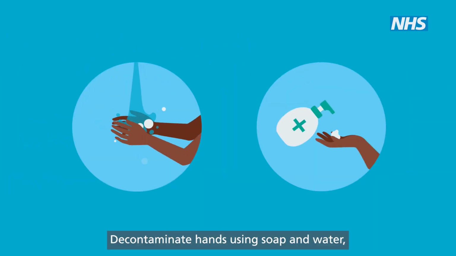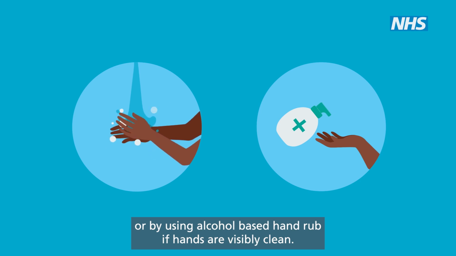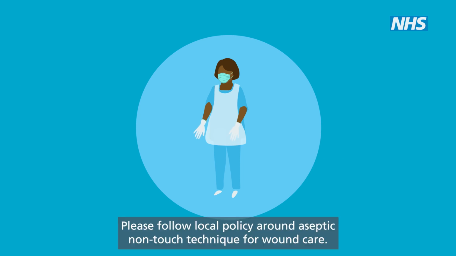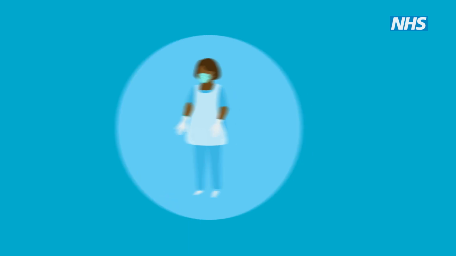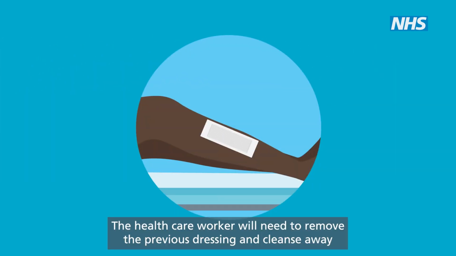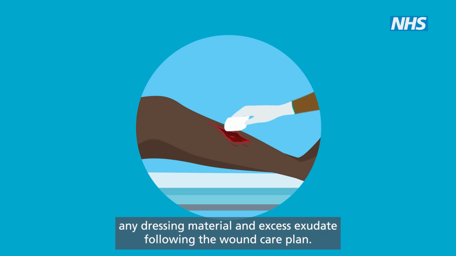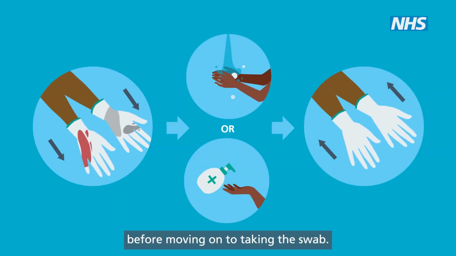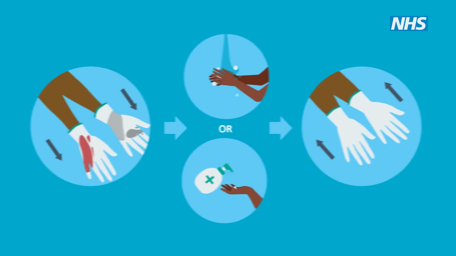Decontaminate hands using soap and water or by using alcohol-based hand rub if hands are visibly clean. The healthcare worker will need to apply PPE. Please follow local policy around aseptic non-touch technique for wound care. The healthcare worker will need to remove the previous dressing and cleanse away any dressing material and excess exudate following the wound care plan. Remove gloves, decontaminate hands and apply clean gloves before moving on to taking the swab.